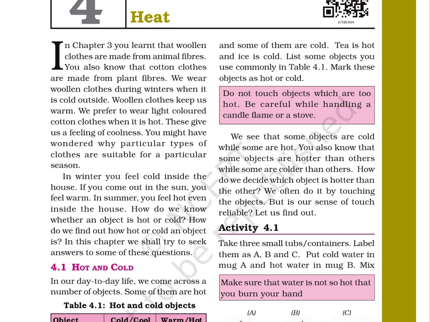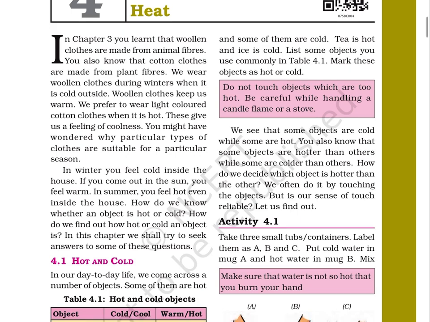You might have wondered why particular types of clothes are suitable for a particular season. In winter, you feel cold inside the house. If you come out in the sun, you feel warm. In summer, you feel hot even inside the house. How do we know whether an object is hot or cold? How do we find out how hot or cold an object is? In this chapter, we shall try to seek answers to some of these questions.